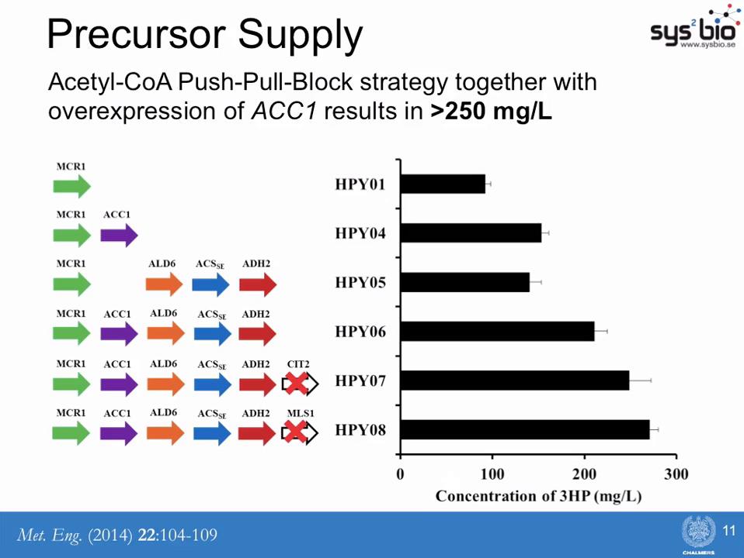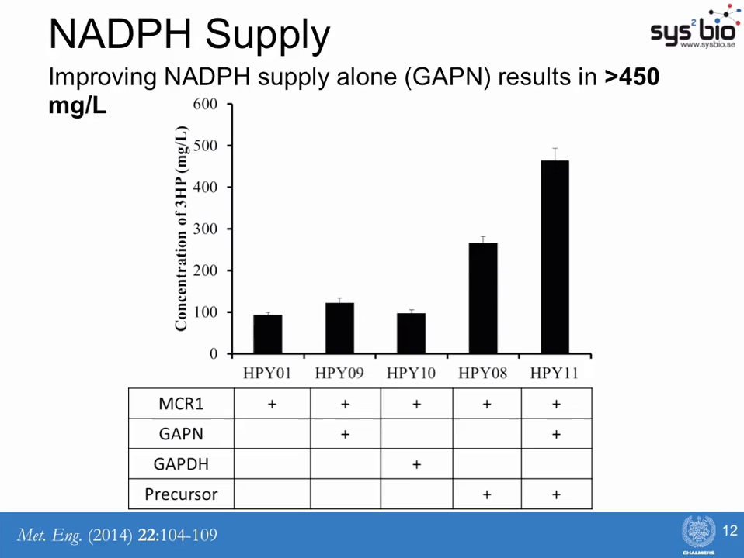So first, for the acetyl-CoA, we use this push-pull block strategy that I mentioned before, and you can see here that simply by overexpressing MCR1 alone gives about 100 milligrams per liter. When we combine it with this push-pull block strategy, we can increase the production. But in this case, overexpression of ACC1, acetyl-CoA carboxylase, is also quite important in order to pull the acetyl-CoA to the malonyl-CoA. You can see these simple strategies are quite effective, giving more than a 2-fold improvement in 3-HP production.